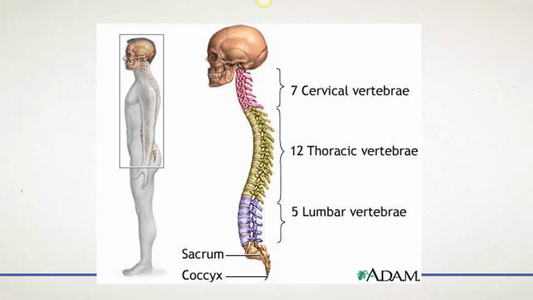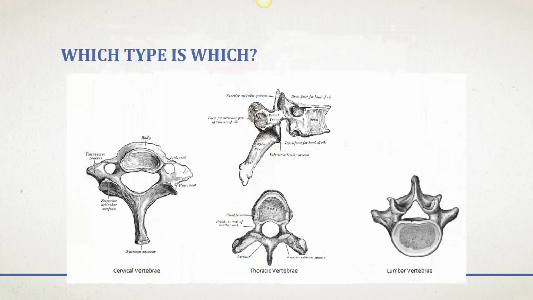So this is a picture of the human spine, and the different types of vertebrae are highlighted. So you can see the 7 cervical vertebrae, the 12 thoracic, 5 lumbar, the sacrum, and then the coccyx. So you need to be able to look at a vertebra and tell me which one is which just by looking at its structure.